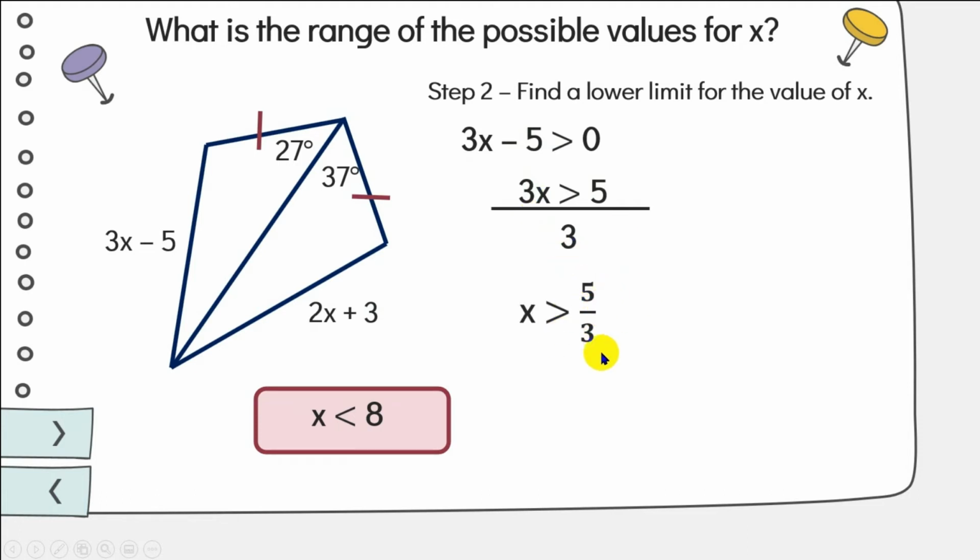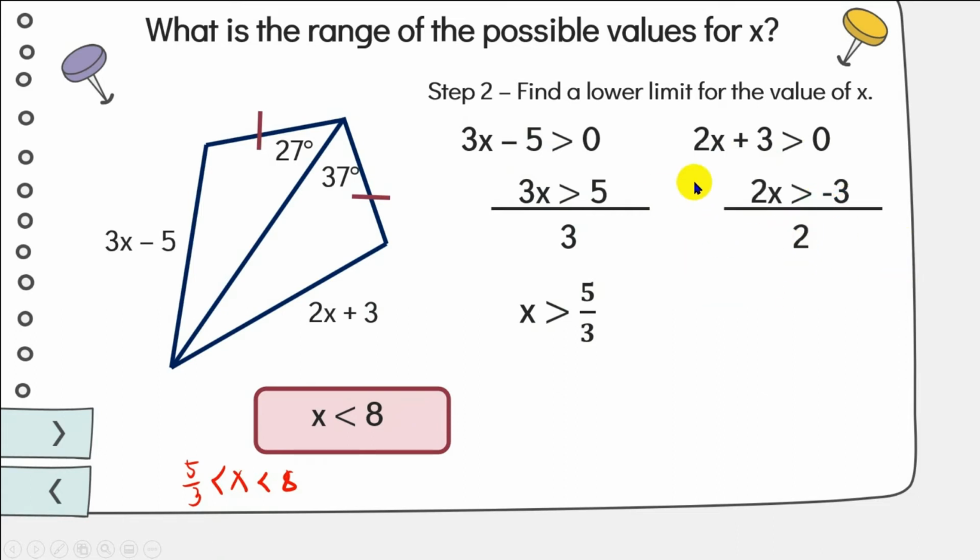which will be x is greater than 5 over 3. So, kung kanina, dun sa ating upper limit, lower limit, x is greater than, so ito siya, 5 over 3, and x is less than 8. So, ito naman siya. Now, tingnan natin kung isasama pa ba natin itong nandito sa 2x plus 3 is greater than 0. So, bakit ito ay hindi na kailangang isama pa? Kasi po, magkakaroon tayo ng negative value. X is greater than negative 3 over 2.